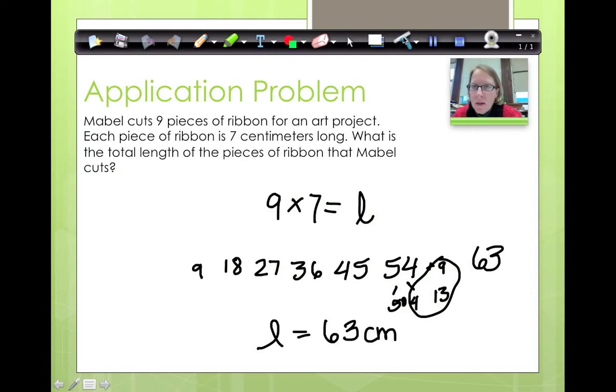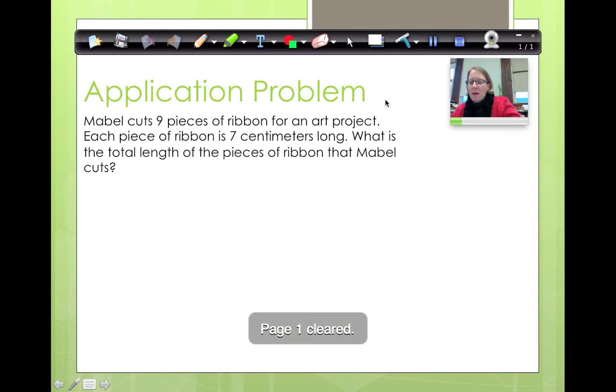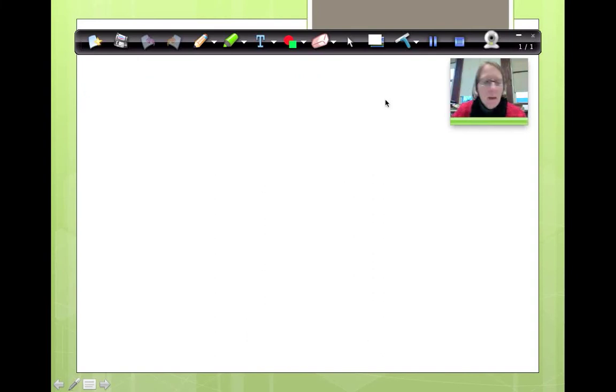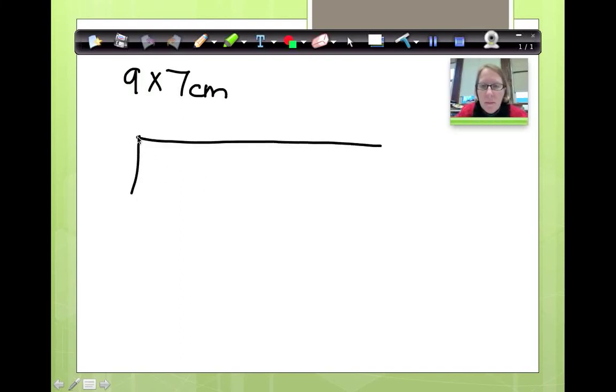Okay, now let's keep that in mind. We're going to do the exact same problem, but this time we're going to use a tape diagram to show what we had. She had 9 pieces of ribbon, and each one is 7 centimeters long. Okay, so let's draw that. I need a tape diagram, and how many pieces of tape am I going to need? I'm going to need 9.